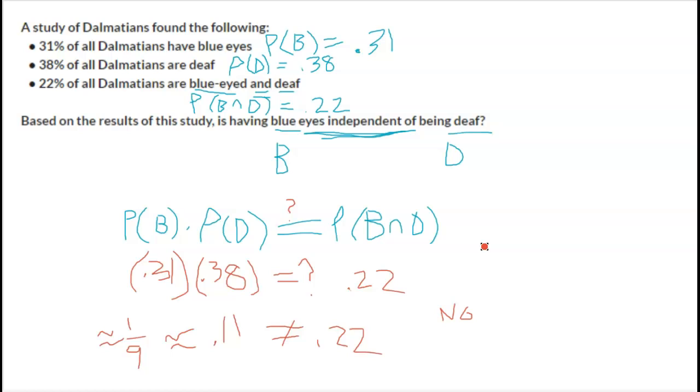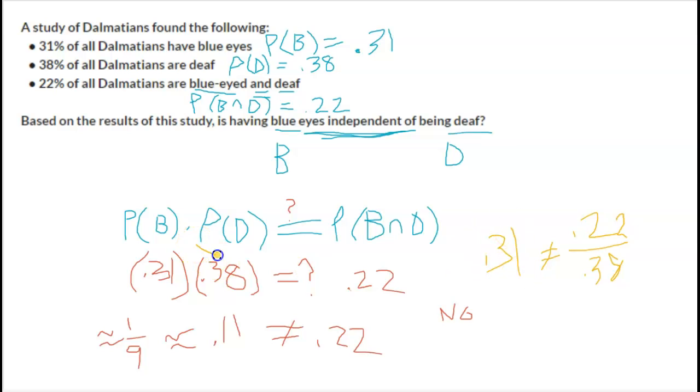It might be phrased differently. Remember, the conditional probability formula is written as a fraction. So it might just be written with, the 0.31 is not 0.22 over 0.38, right? So it might be written with this, sorry, let me use a different color. It might be written as, 0.22 over 0.38 is not equal to 0.31.